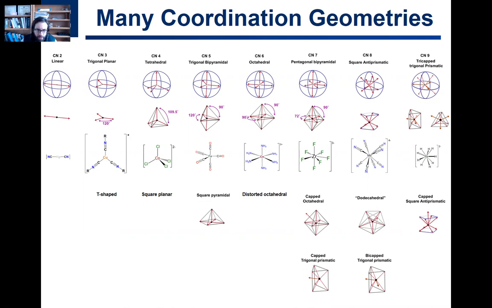want to call them. And so trigonal planar, right, tetrahedral for 4 coordinate, trigonal bipyramidal for 5 coordinate, octahedral is your VSEPR geometry for 6 coordinate, pentagonal bipyramidal, that's your 7 coordinate VSEPR geometry. Square antiprismatic, tri-capped trigonal prismatic are your VSEPR geometries for 8 and 9. But then there's all these other different geometries that can exist, and oftentimes, depending upon the metal complex, are the most stable geometries.